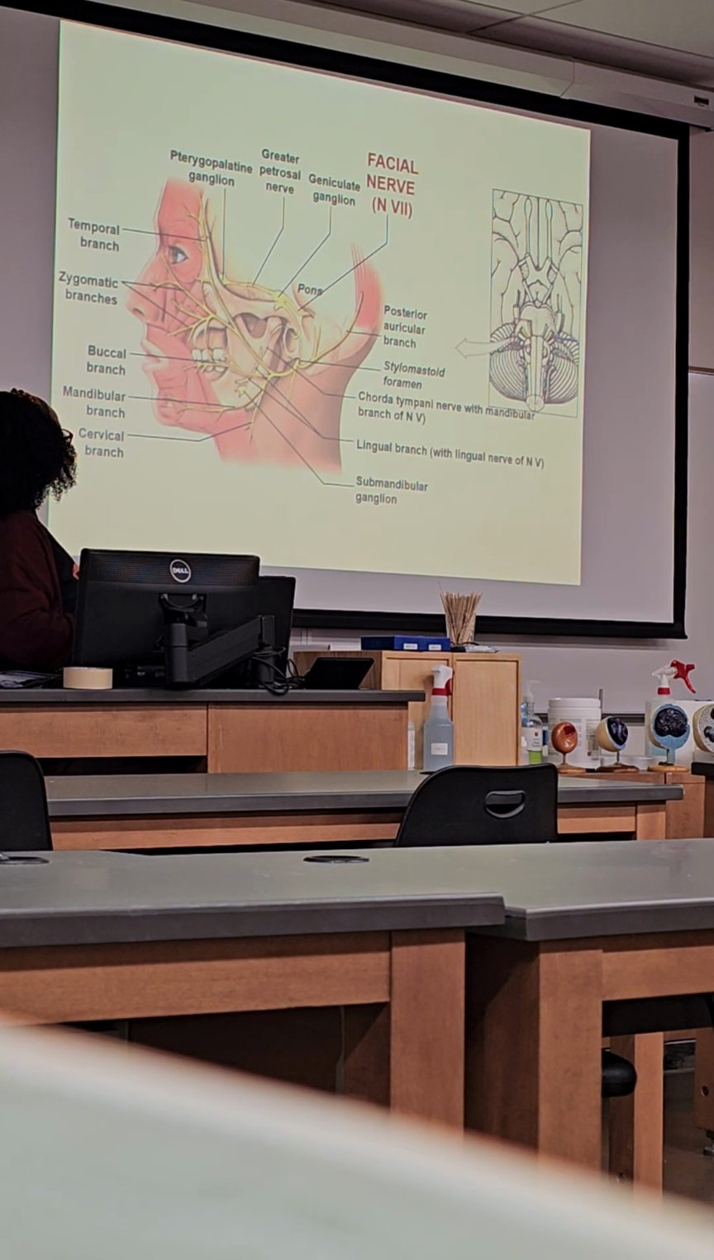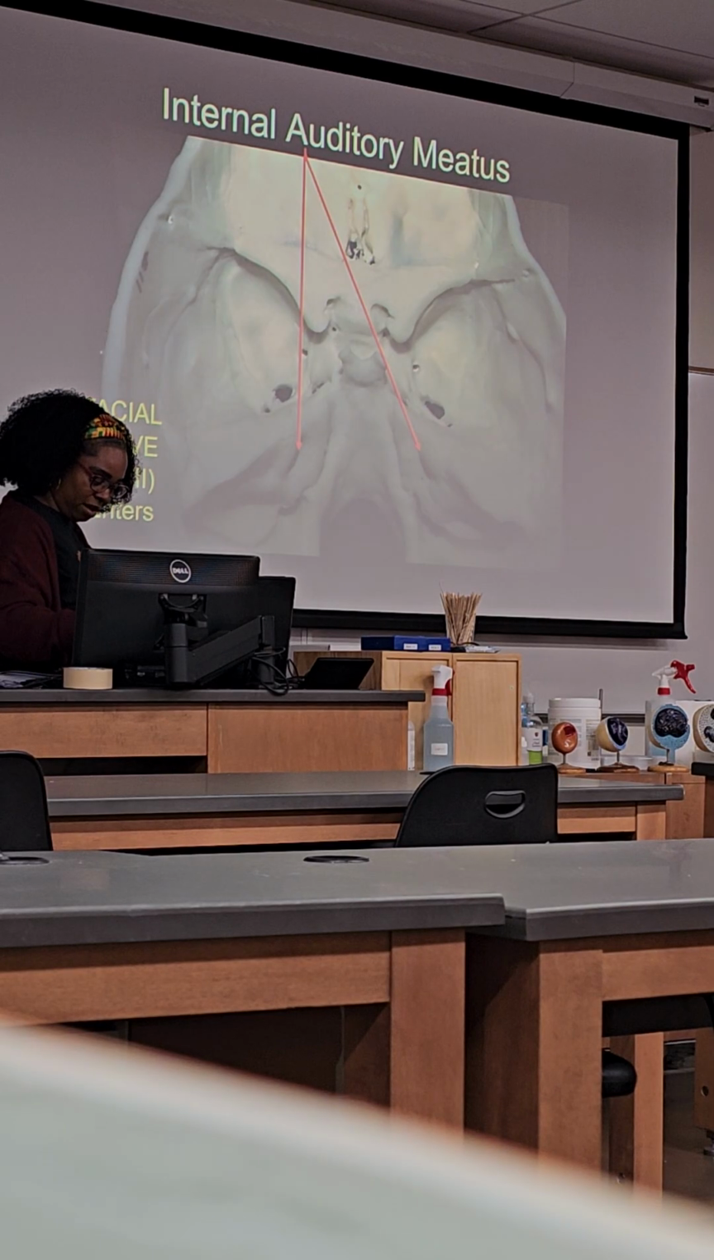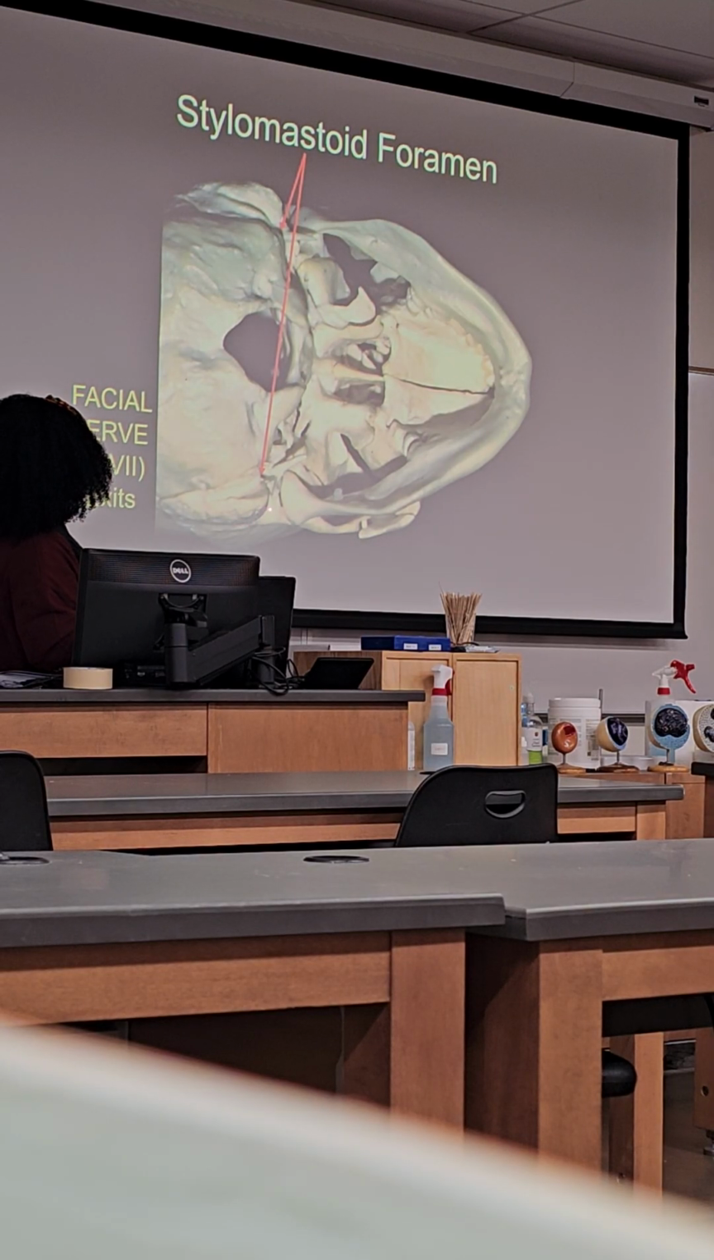the facial expression. All right, so there's that internal acoustic meatus. So that cranial nerve runs through that internal acoustic meatus. Then it's gonna go down, out of the stylomastoid foramen to go where it needs to go.